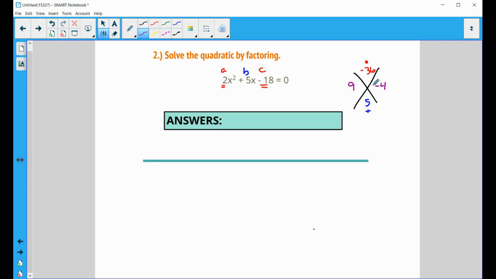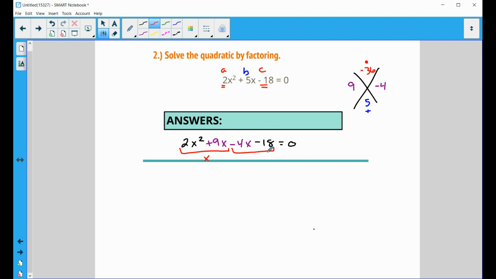So I'm going to take these two magic numbers and rewrite this quadratic. I'm going to write 2x squared plus 9x minus 4x minus 18 equals 0. And then from here, I'm going to make two groups. In the first group, my GCF, the greatest common factor, is just x. The only thing these two terms have in common is an x.